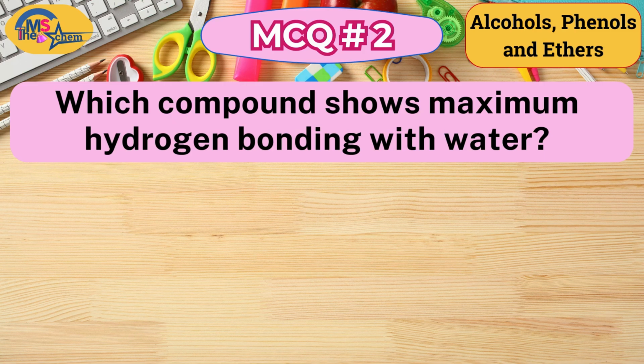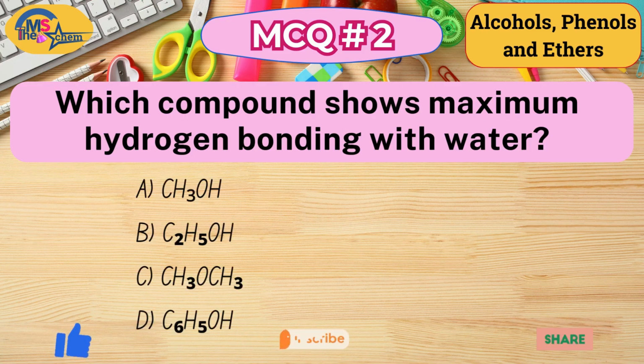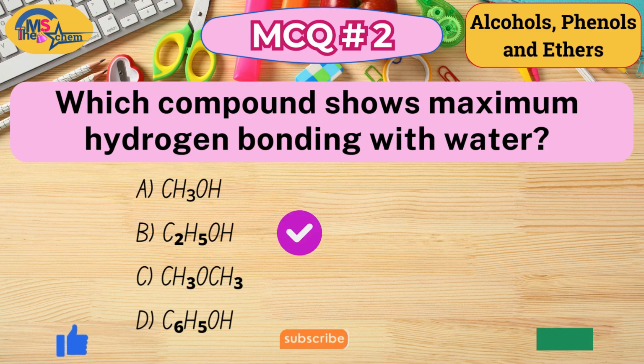And now question 2 is which compound shows maximum hydrogen bonding with water? Here again four options are given. Option A is methanol, option B is ethanol, option C is dimethyl ether, and option D is phenol. The true answer to this question is option B, that is C2H5OH, ethanol.